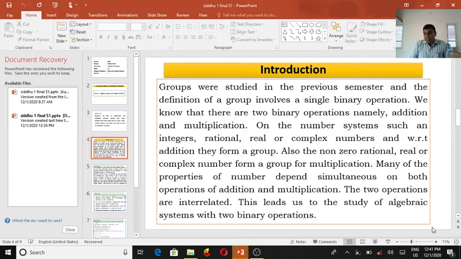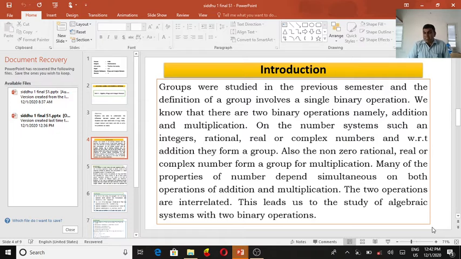But in the set N, 0 does not hold, division does not hold, and subtraction does not hold. Suppose 1 minus 3 gives minus 2, but minus 2 does not belong to N. Also 1 is there and 2 is there, but 1 by 2 does not belong to N. So some binary operations do not hold in the set of natural numbers. Only addition and multiplication hold.